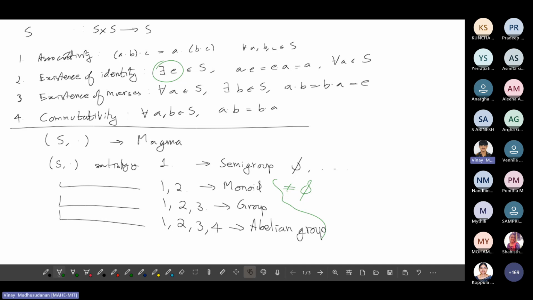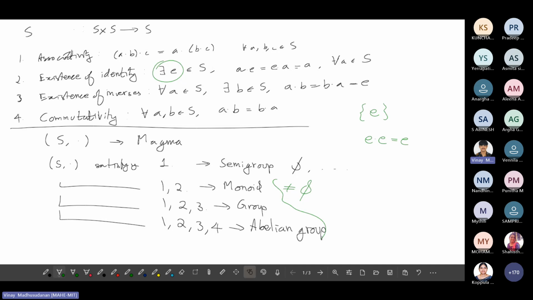So the smallest possible group or monoid can be what? Singleton. With an operation, of course, there is only one choice of operation to define on it. So if you take a singleton set, let's call the element E, then you have to define E dot E is equal to E because there is no other choice. There is another point I want to mention.